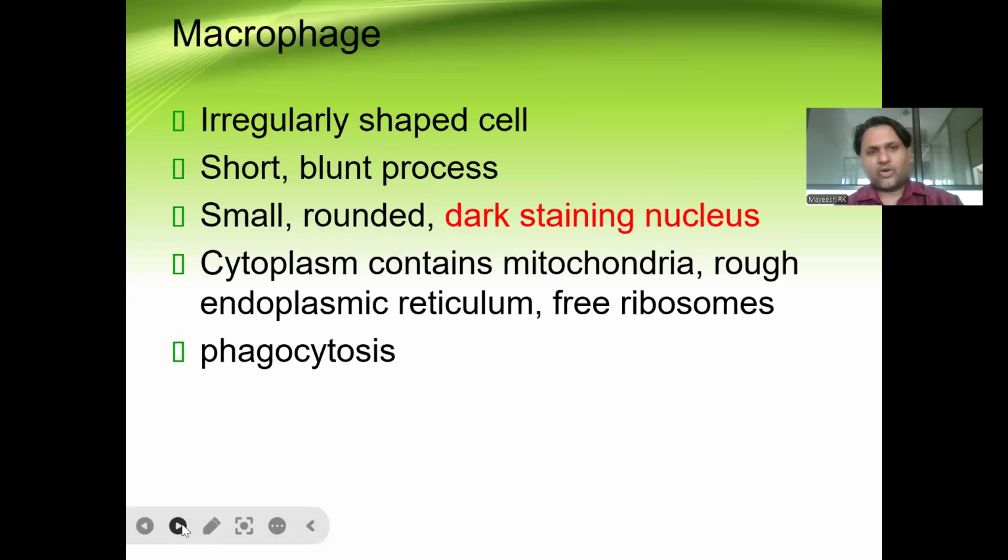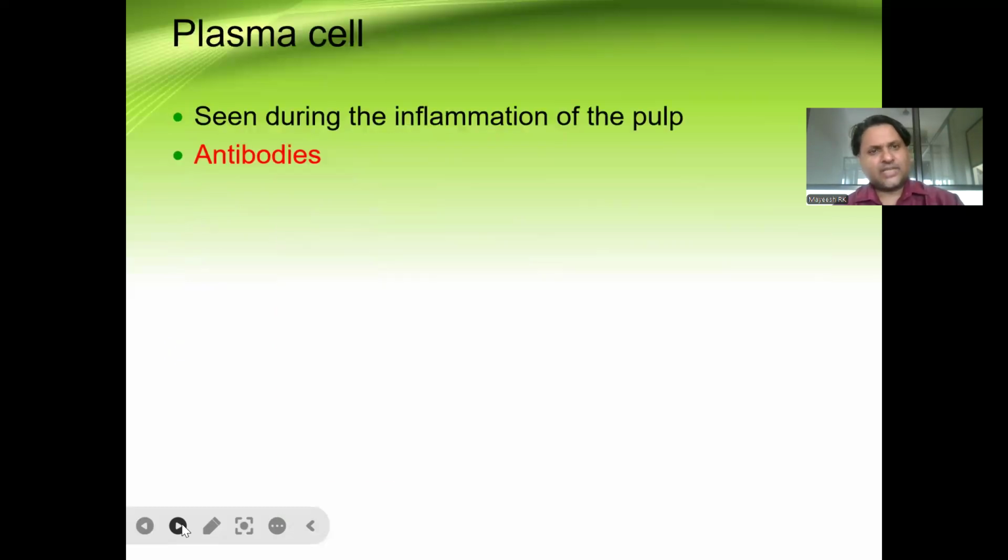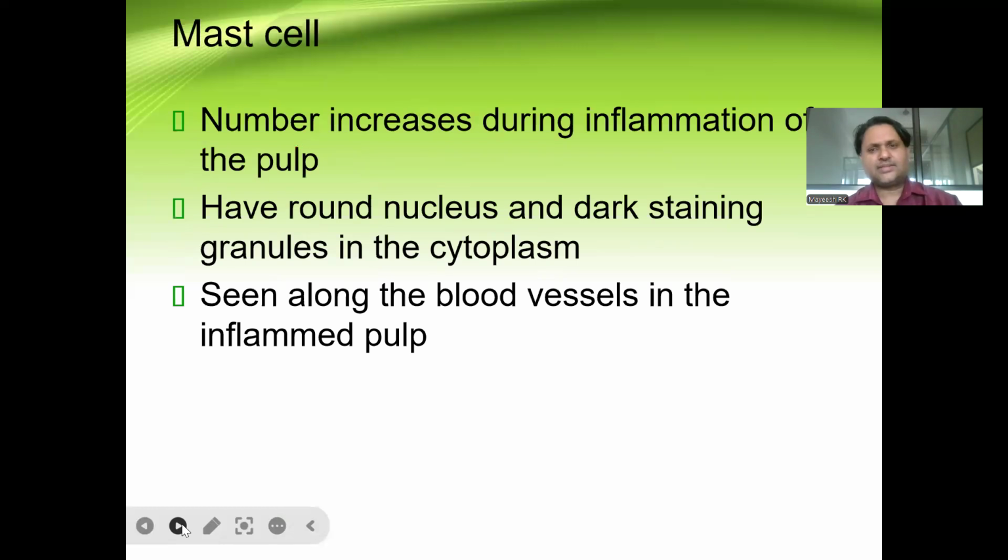So basically, a macrophage, we look at it one by one. It's an irregular shaped cell. It has short, blunt processes. Basic function is phagocytosis. So that is what you need to know about macrophages, which we've learned before. Plasma cells, as you know, are chronic inflammatory cells, and they help in the production of antibodies. Mast cells, again, are inflammatory cells, they have granules that are present around the nucleus, and they are also present in the pulp.